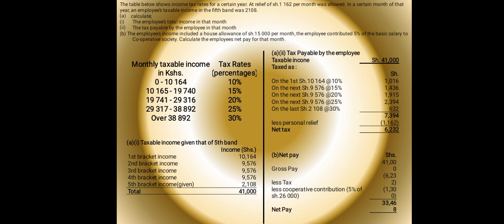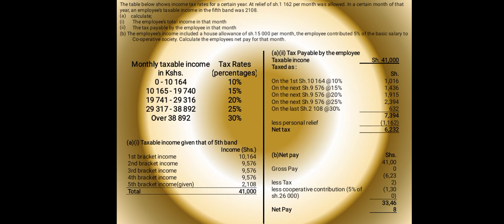The table below shows income tax rates for a certain year. A relief of 1,162 shillings per month was allowed. In a certain month of that year, an employee's taxable income in the fifth band was 2,108. A. Calculate the employee's total income in that month. A2. The tax payable by the employee in that month.